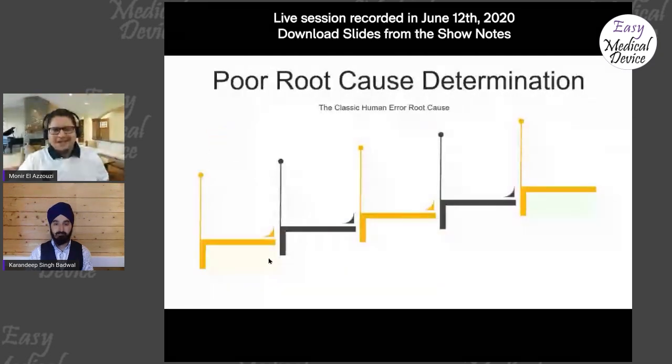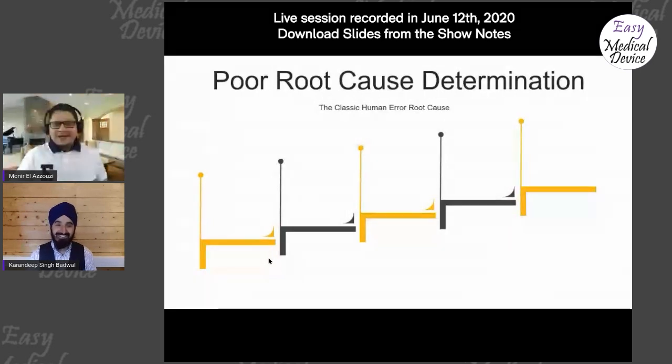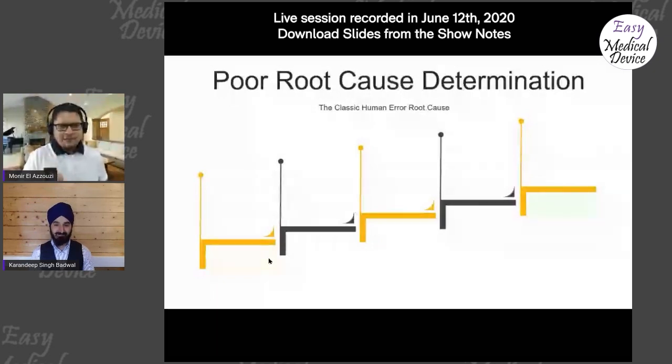Okay, so let's do another exercise. Now we are doing the 5 whys, but with the classic human error root cause. It's exactly the same issue, the same CAPA, the same problem that we identified, and we will go through this root cause analysis, the 5 whys, again. But here we'll show you what happens in reality in some companies, because each time they arrive at the conclusion that it's a human error, and here is how they do that.